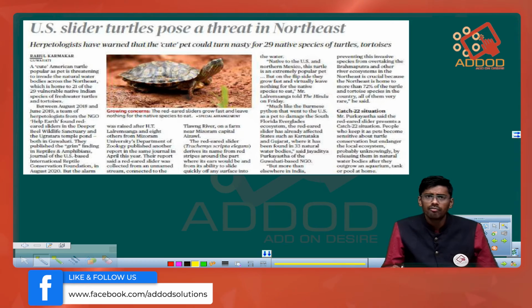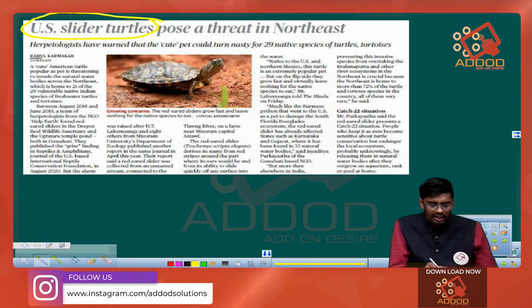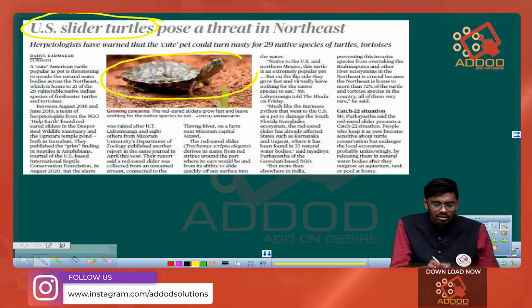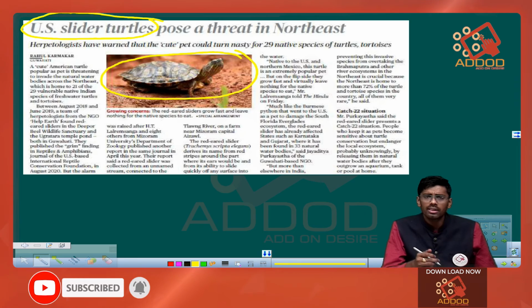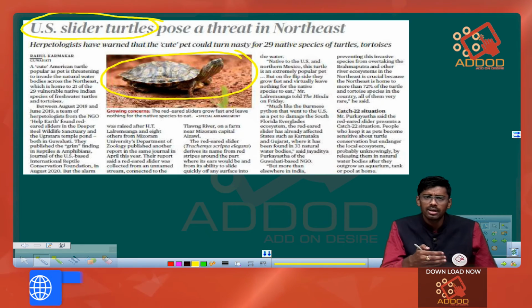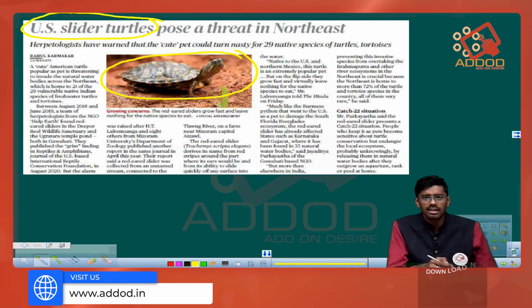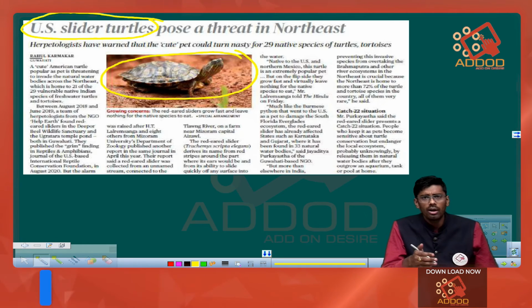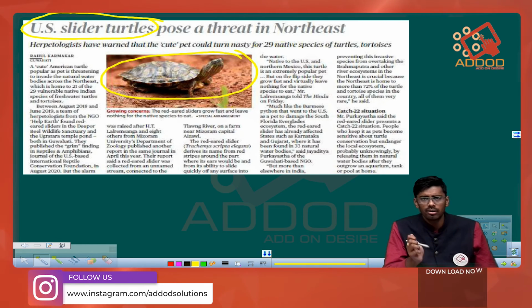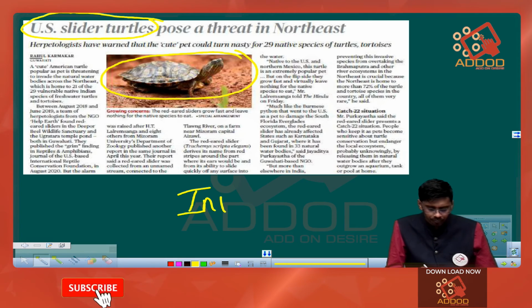Next we have an article which is talking about US slider turtles. So in the image you can see the turtle. These turtles are majorly found in and around the North American continent. So that is the United States, Canada and Mexico, and these turtles are currently being found in the northeastern parts of the country as well. So these are not original inhabitants of India, and these are invasive species.